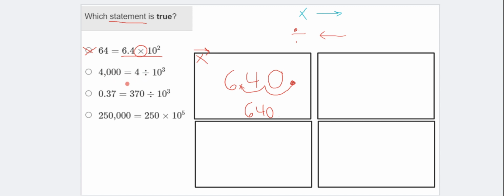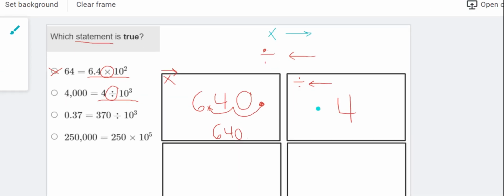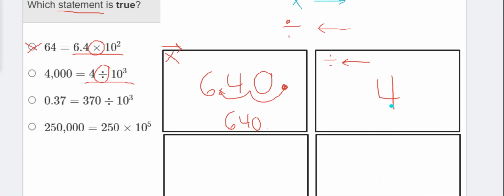4,000 equals 4 divided by 10 to the third. So here again, I have my expression, 4 divided by 10 to the third. So I'm going to write down 4. And I notice the symbol this time is division. So this time I am dividing. And I know that when I divide, I go to the left. I'm actually going to change the color of my pen for this one. I'm dividing, but now I have a question. I don't see a decimal point. Where is the decimal point? Oh, I know. It's at the end. If I don't see the decimal point, it's at the end. And I'm dividing by 10 to the third. So that exponent tells me I need to move 3 times.